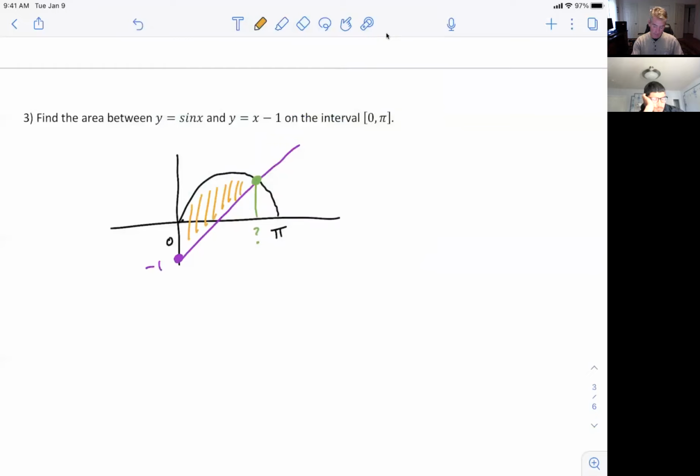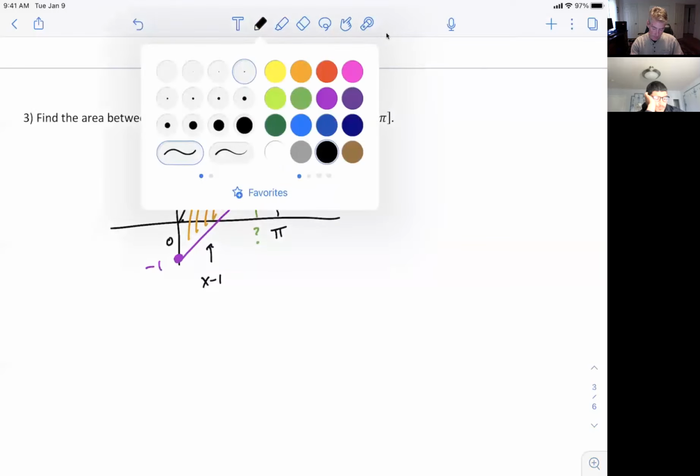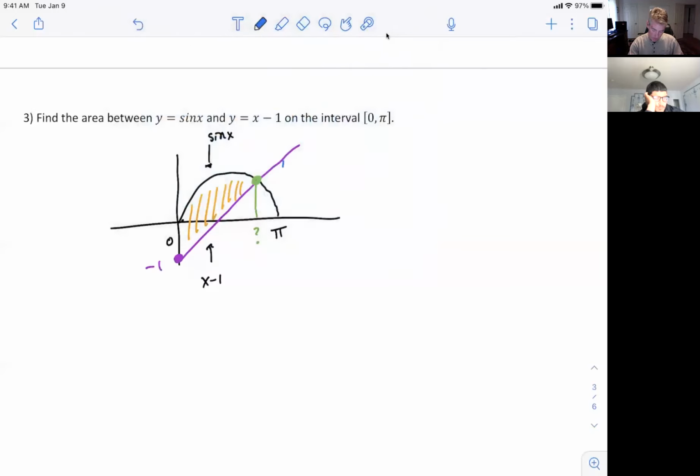And for that orange area, the sine function is on the top and the x minus 1 function is on the bottom, which is important because when you're finding area, you have to do the top function minus the bottom function. And then for the other area between them, going up to pi, so that would be this area right here. And then in that case, it's going to be the line x minus 1 is on top, and then it's actually the sine function that's on the bottom.